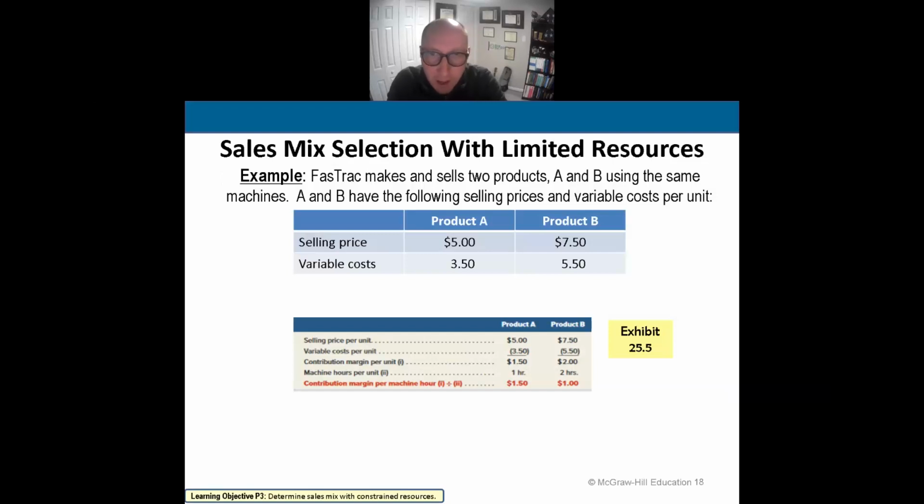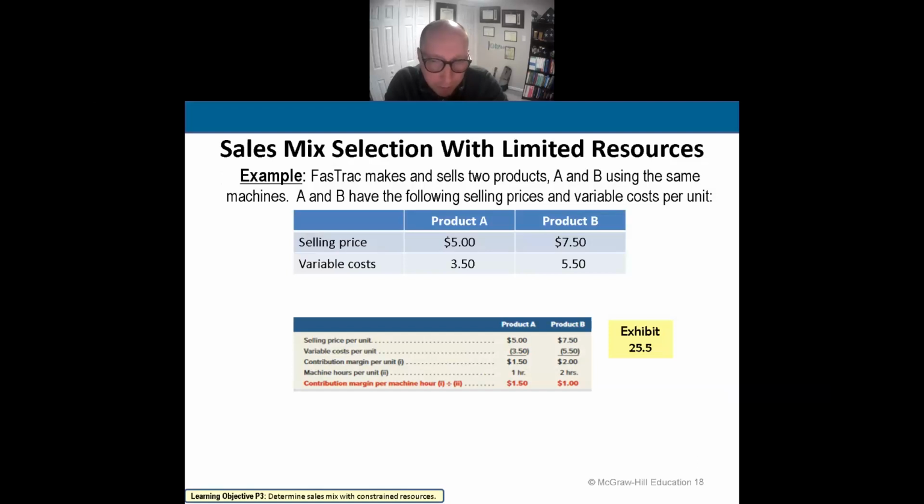Here's a quick example of this. I have products A and product B. Sales price for product A is $5, variable cost is $3.50. For product B, it's $7.50 sales price, variable cost is 50 cents. Product B has a higher contribution margin. As you know, contribution margin is sales price minus variable cost.